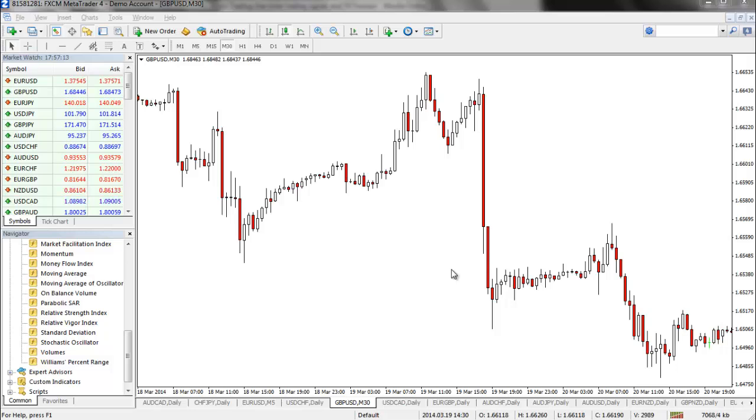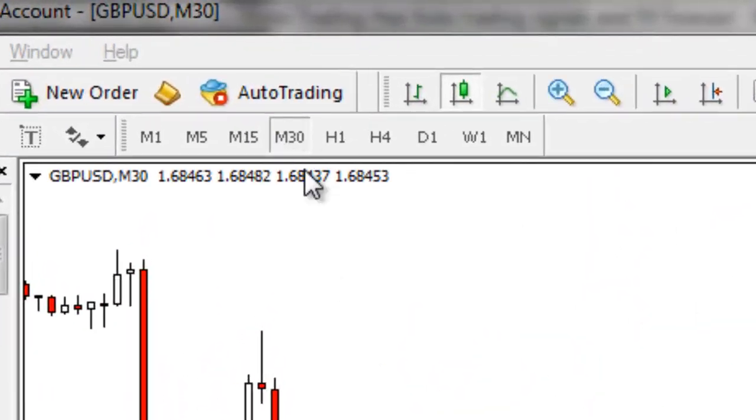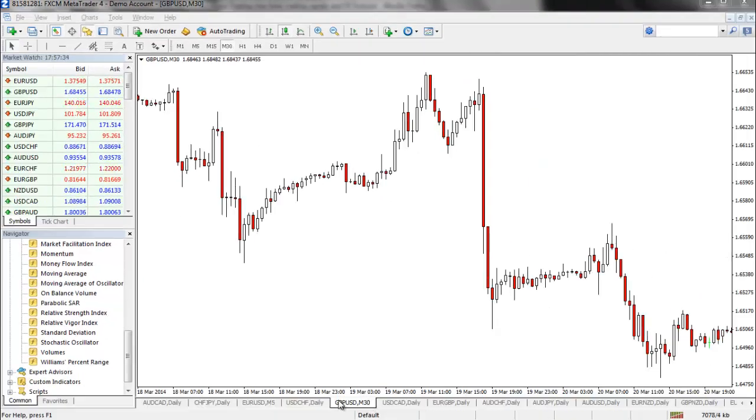The strategy can be used for the currency pairs Euro US dollar, Great British Pound US dollar, and Australian dollar US dollar. So this strategy can be used for these three currency pairs, and the strategy is for the 30 minutes chart. I'm going to show you the strategy for the Great British Pound US dollar currency pair, and I have opened a 30 minutes chart here.